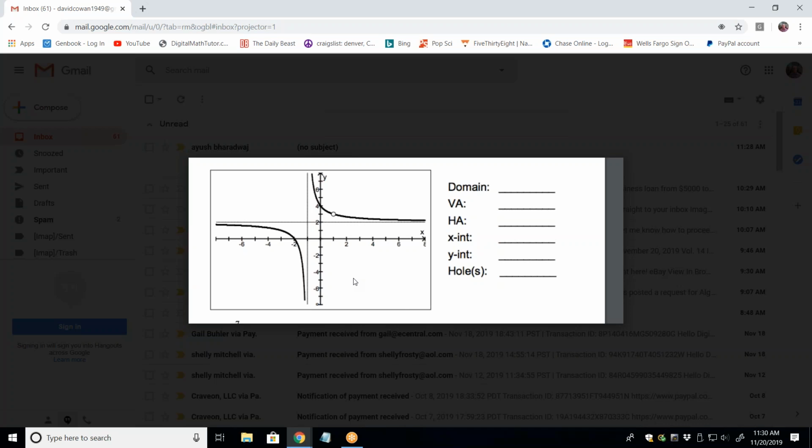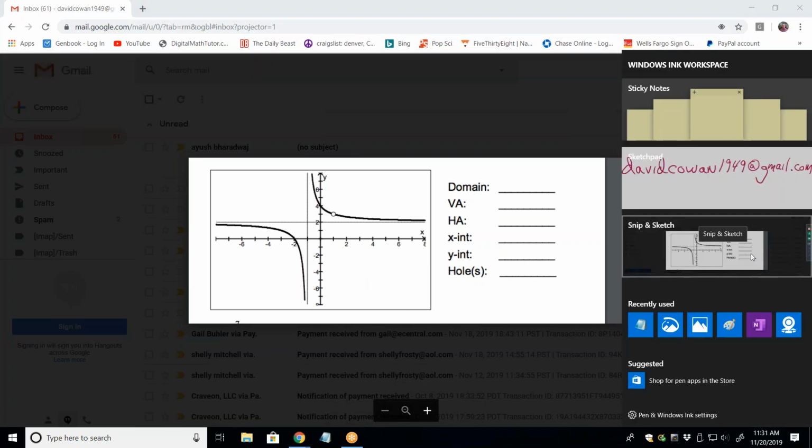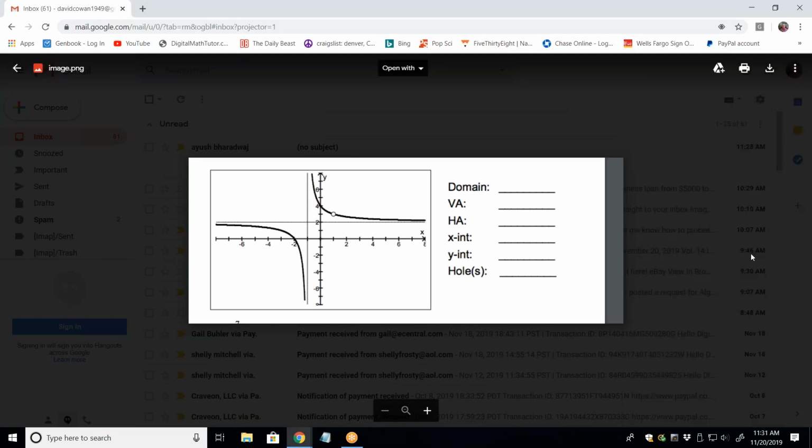About vertical asymptotes. So that's just, what's it called, -1, right? X equals -1. It's the equation of a line, and so it has to be written as an equation. It's x equals -1 is the vertical asymptote. Okay. And let me fill these out as we're going here. I can write on this thing.